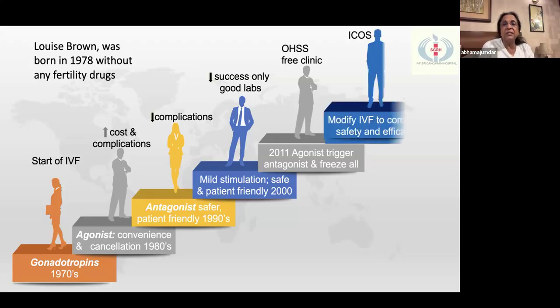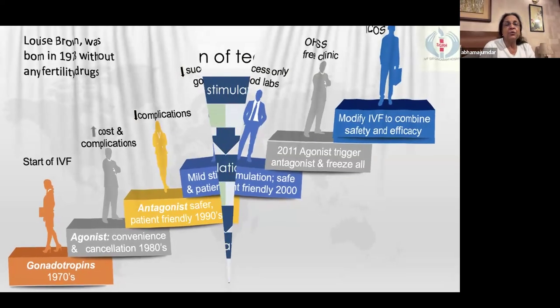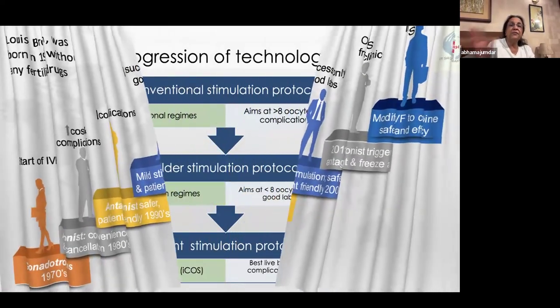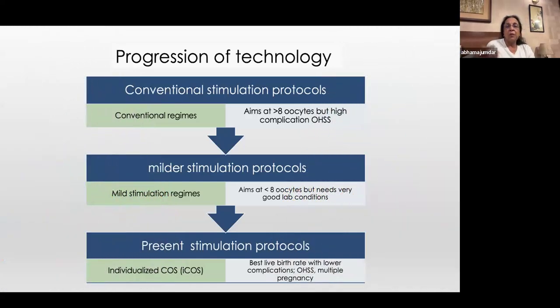And then after this, we started modifying IVF to combine efficacy and safety both with individualized controlled ovarian stimulation. So this is the call of the day. Identify your patient and then give stimulation, which is what we do all the way. So progression of technology happened with conventional stimulation protocols, which aimed at more oocytes but higher complications. Then came the milder stimulation protocols, which aim at less than 8 oocytes but need very good lab conditions.